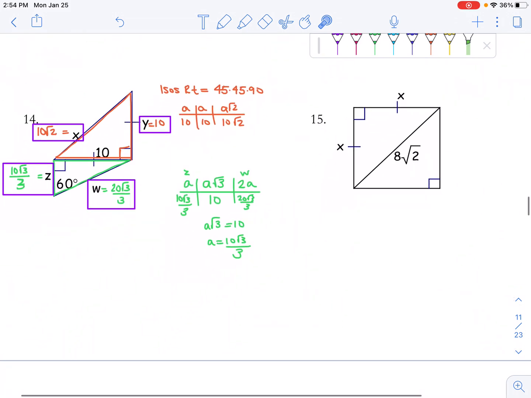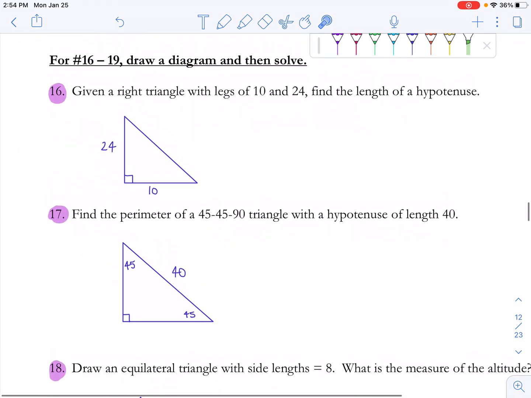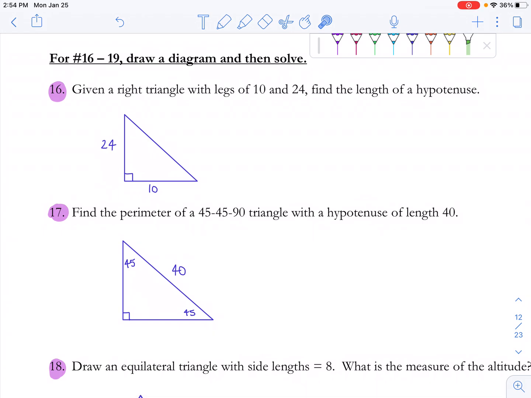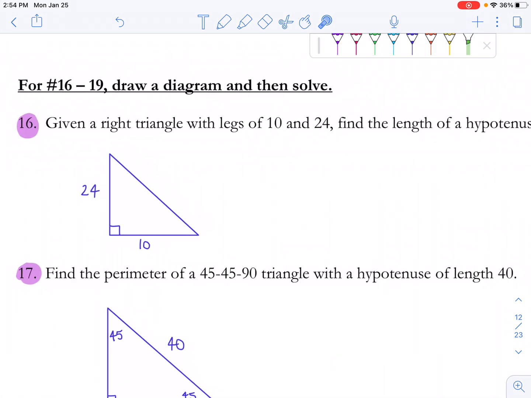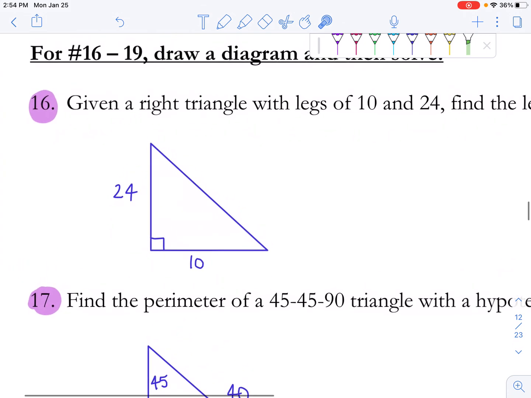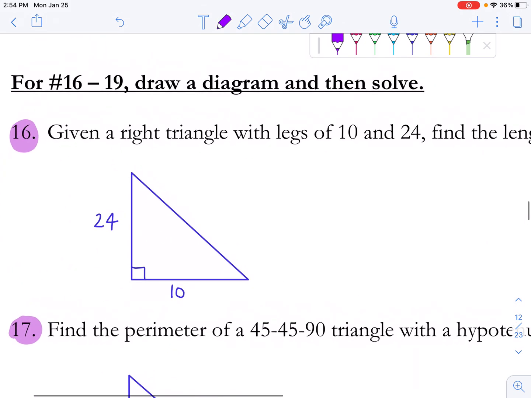Okay, next one, I want to look at these 3 word problems. So let's jump down to 16. Given a right triangle with side lengths of 10 and 24, find the length of the hypotenuse. So again, if you know 2 out of the 3 sides, can you do the Pythagorean theorem? Remember, the legs are the sides that form the right angle, and then we're looking for the hypotenuse.